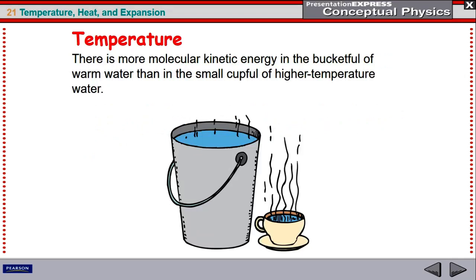Another example, if you bring a bucket full of warm water and a small cupful of very high temperature water. Now, the small cup has a higher temperature than the bucket full of water. But still, the bucket could have more total energy, even though it has a lower temperature. Again, because temperature is related to the average kinetic energy, not the total.